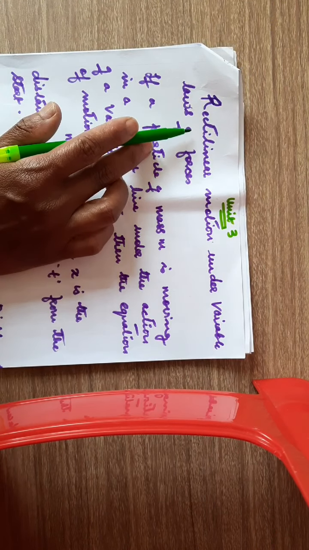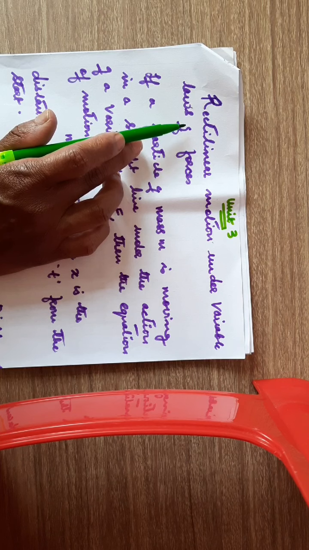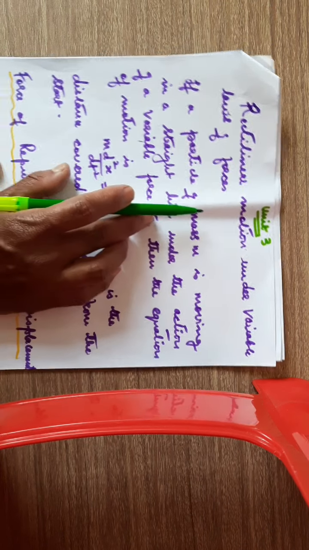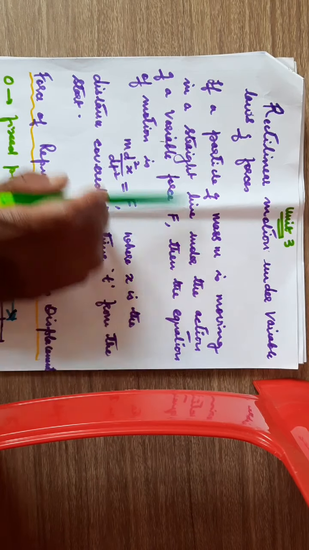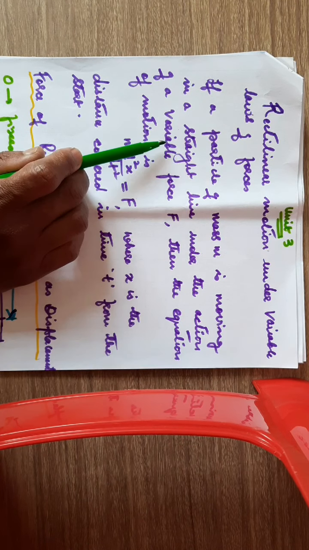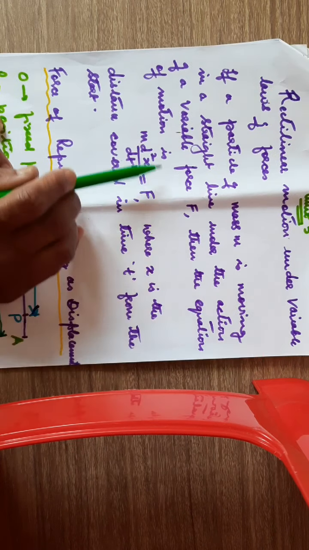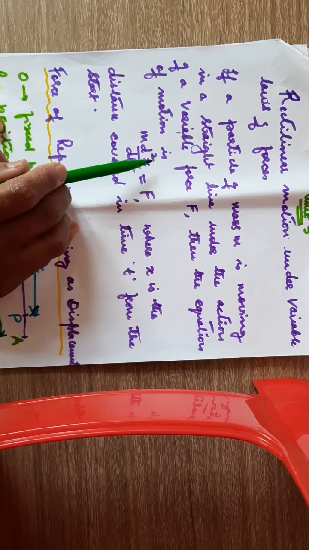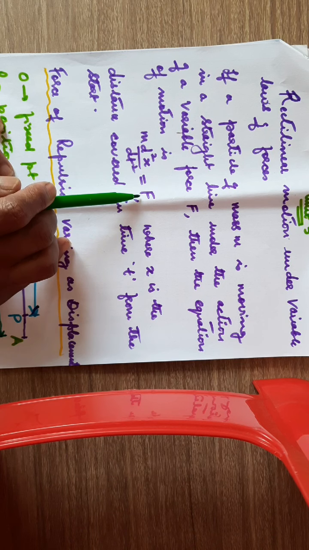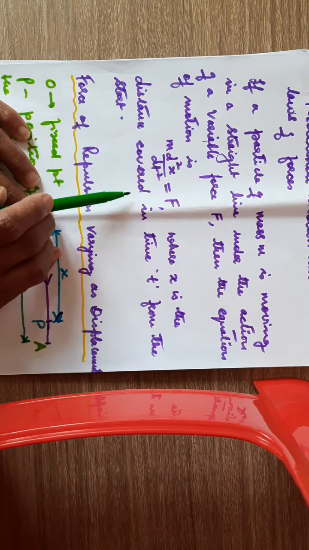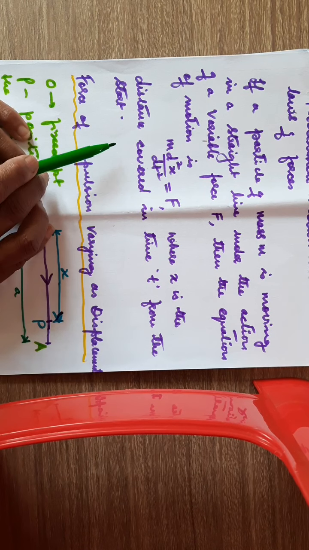Now let me explain to you the definition of rectilinear motion. Rectilinear motion means the motion of a particle along a straight line. If a particle of mass m is moving in a straight line under the action of variable force F, then the equation of motion is given by m d²x/dt² = F. This is by Newton's second law of motion, where x is the distance covered in time t from the start.